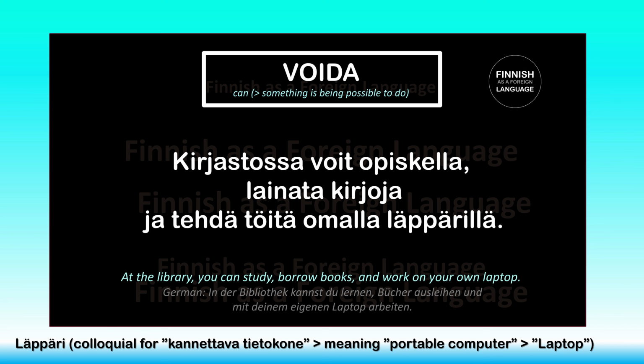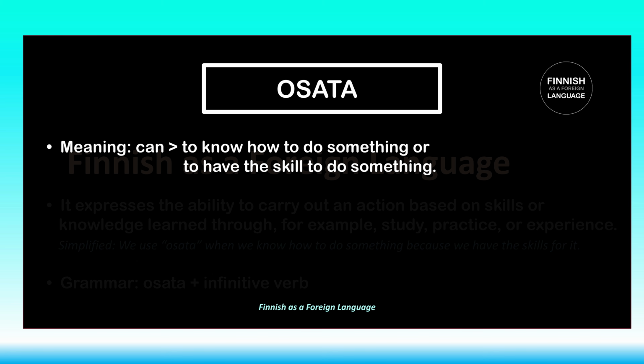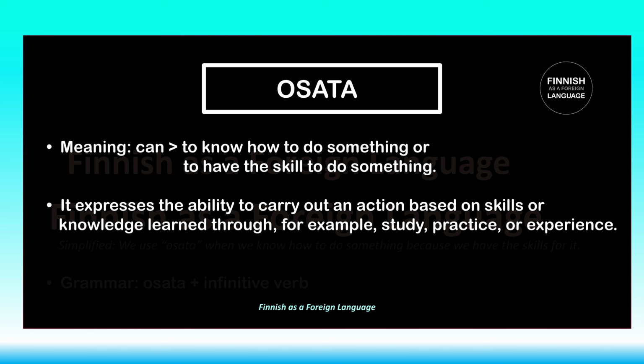We carry on with number 2. Our second verb is osata. Osata means can, but in the sense of knowing how to do something or having the skill to do something. It expresses the ability to carry out an action based on skills or knowledge learned through, for example, study, practice, or experience.